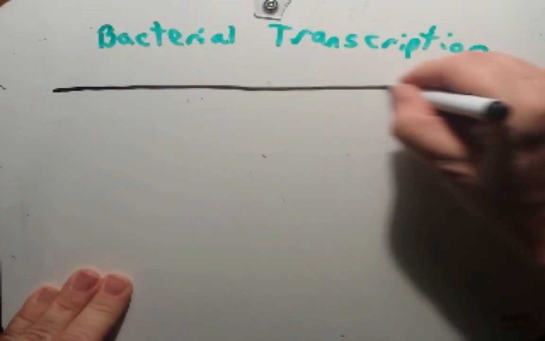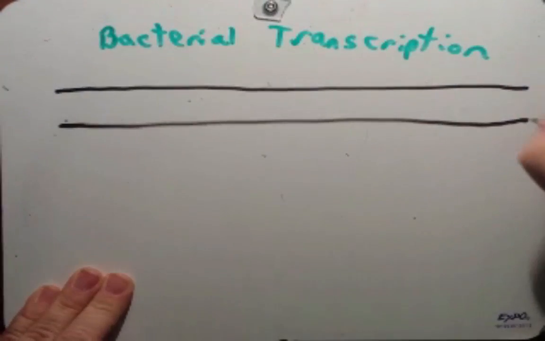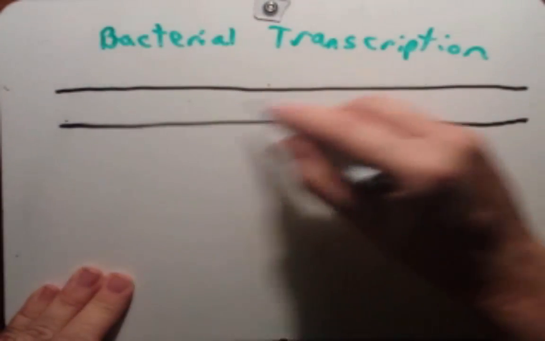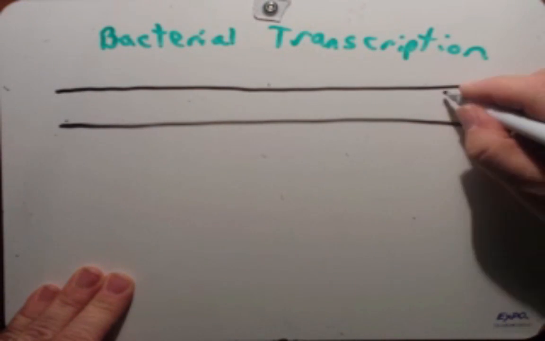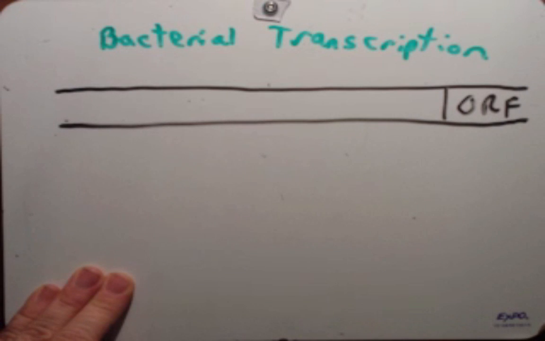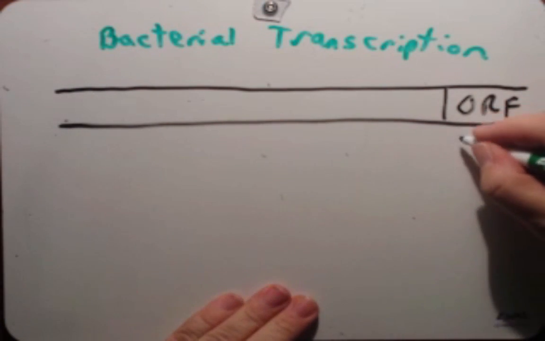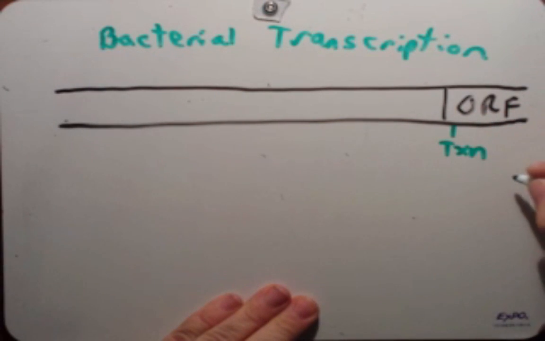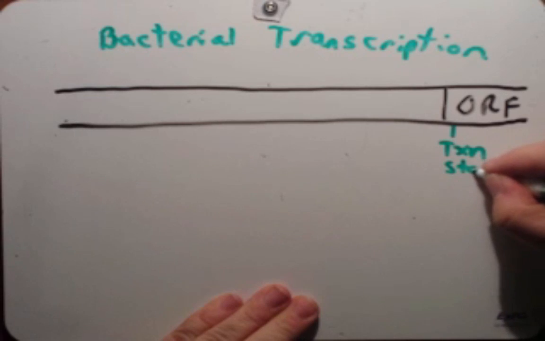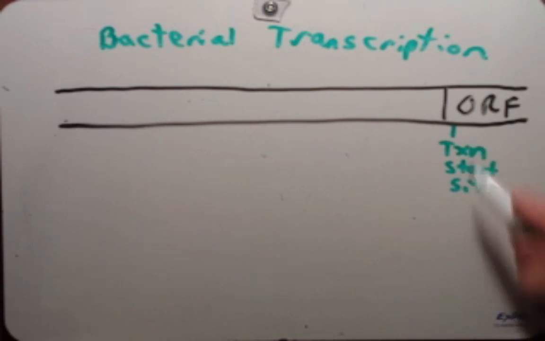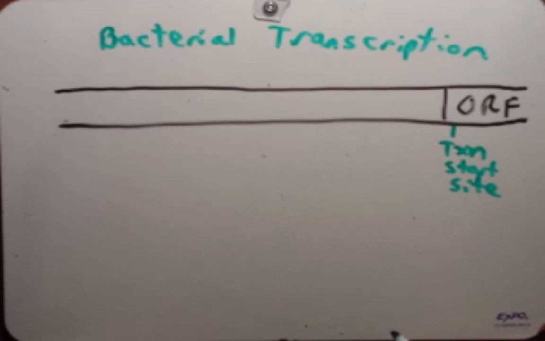So I'm going to draw the gene sort of how we had it before, except I'm going to focus more on this part here where the promoter is. So I'm going to draw a line here and say the ORF right here, and then the terminator is way off the whiteboard here. First I want to say that this ORF has this part that we're going to call the transcription, TXN for short, start site. This is where it's going to start making RNA here. It's not going to make RNA before here.